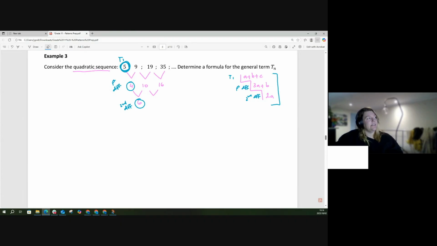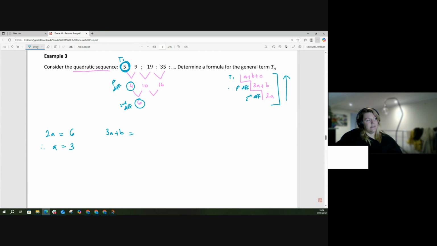So it's always easiest to start at the bottom step and move your way up. So we start with our second differences. So 2a is equal to 6, which means a is equal to 3. And then we move to our second step. 3a plus b is equal to 4. So 3 times 3 plus b is equal to 4. 9 plus b is equal to 4, which means b is equal to -5.